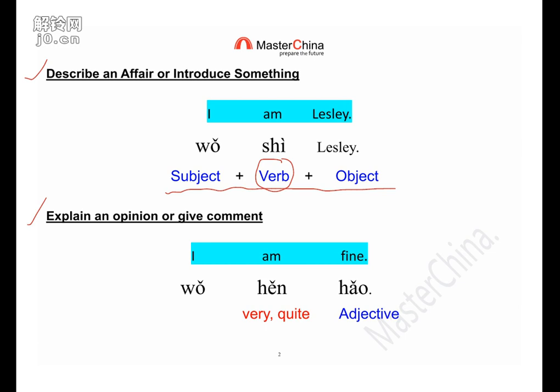First one, I am Leslie. So I introduce myself. We already know how to say it, right? 我是 Leslie. And second one, I am fine. 我很好. So I gave you the meaning. 很 means very, quiet. 好 is adjective. So this is the first time we get the adjective. So usually people use adjective to describe something or explain that their own opinion about something.